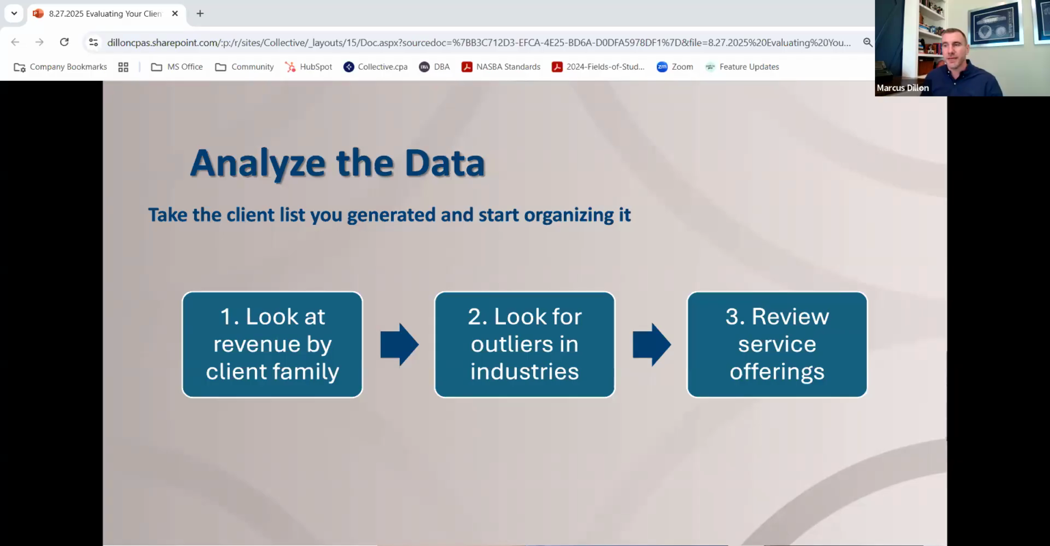The second step is just those outliers in industry. So we don't do a ton of nonprofit work. I can count on one hand how many nonprofit clients we have. And that would be an easy evaluation for DBA if we wanted to exit those relationships. We would probably first determine if they are connected to one of our larger family groups. If we wanted to have that conversation, maybe one of our best clients, that's his foundation, or he sits on that board, and that's why it's come in our door, most likely.